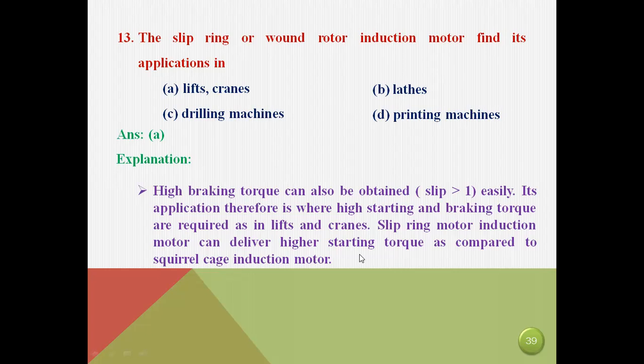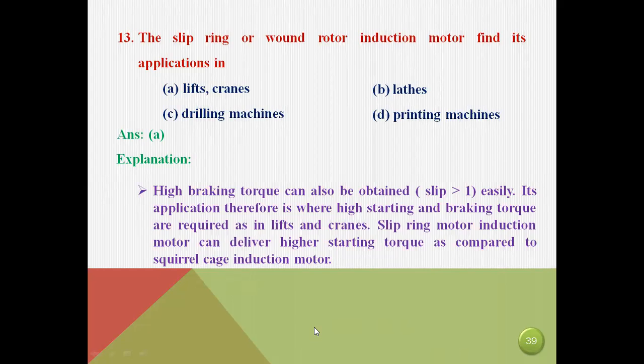If we are using slip rings on the same shaft where we are using the rotor, and we are using bearings at both ends, then we call that a slip ring or wound induction motor. We can use the slip ring induction motor where we require higher starting torque. Then we have seen the squirrel cage. If we do not require higher starting torque, we can use the squirrel cage.